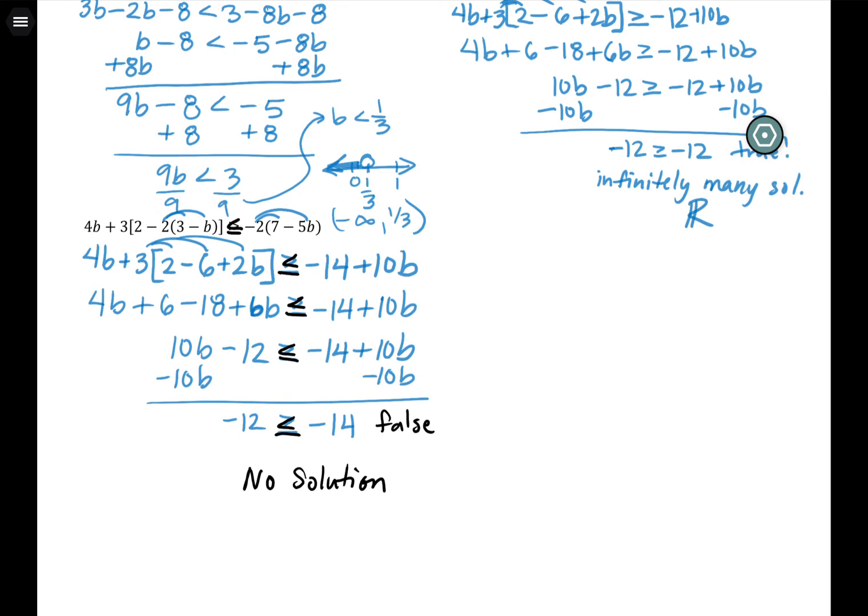Okay, so hopefully that gives you a pretty good start. Again, just remember that multiplying or dividing by a negative number flips the direction. That's the big thing.